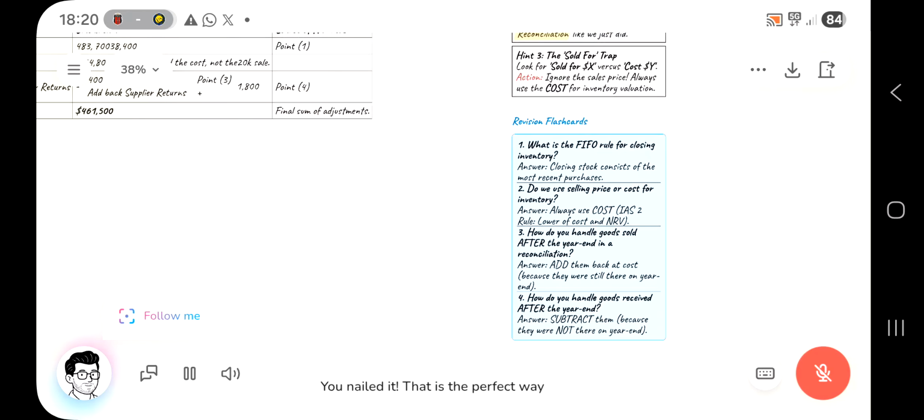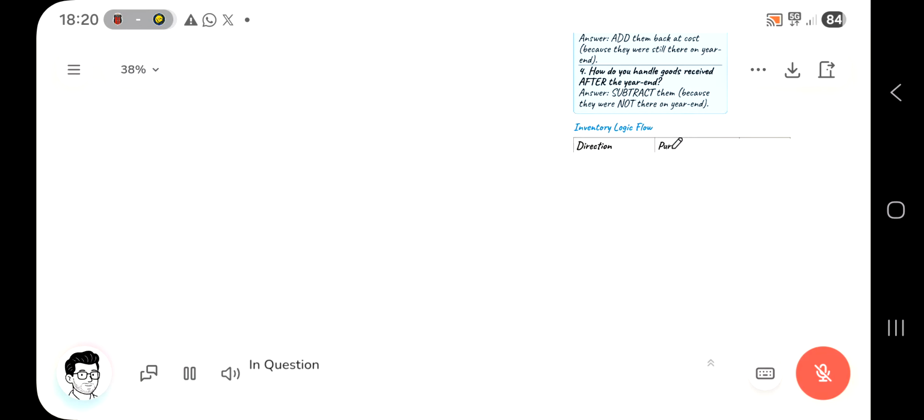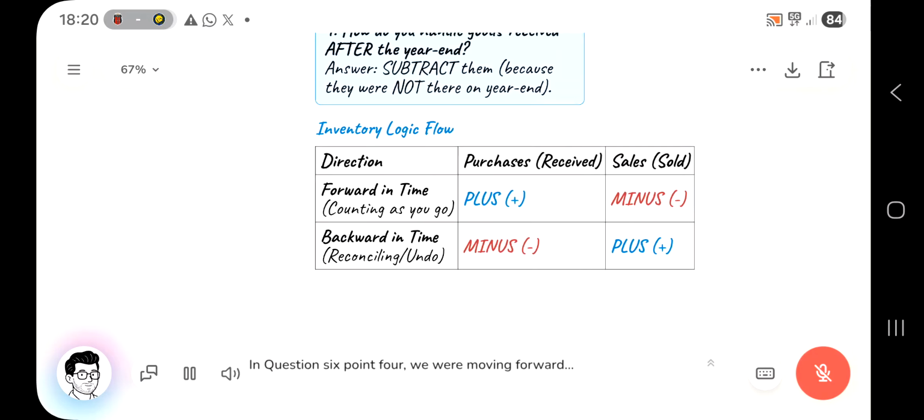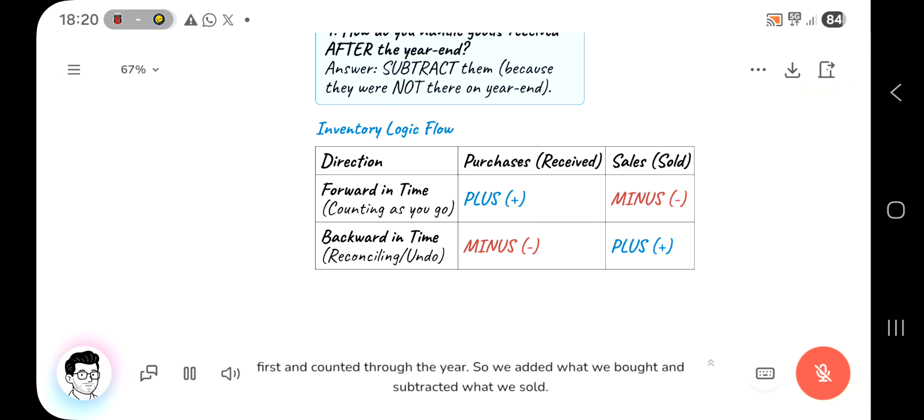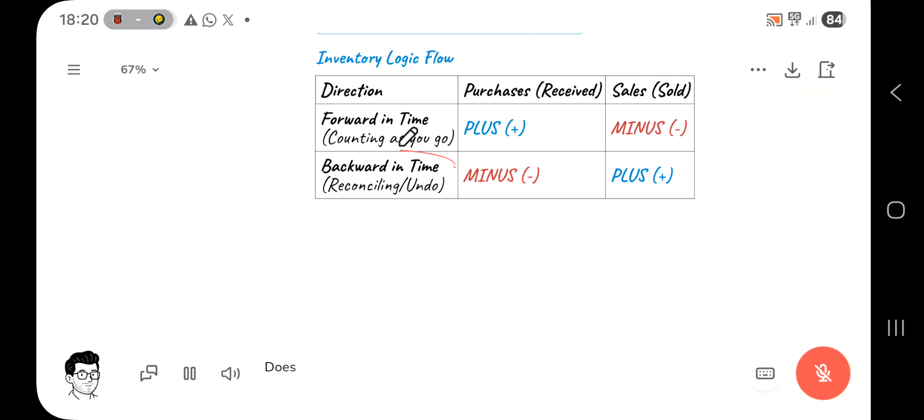Nailed it. That is the perfect way to look at it. In question 6.4, we were moving forward. We started on May 1st and counted through the year. So we added what we bought and subtracted what we sold. In question 6.6, we had the answer for November 4th and had to undo the last 4 days to get back to October. So the logic flipped. Does that time machine logic make both questions feel a bit more connected now? Boom. You've got this now.